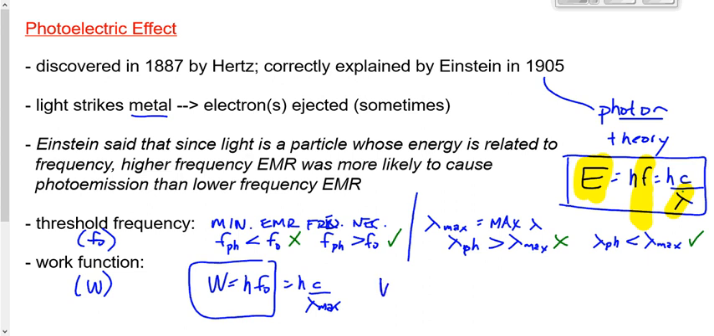If the energy of your photon is less than the work function, then nothing happens. If the energy of your photon is greater than or equal to the work function, then something happens. Electron or electrons are ejected.